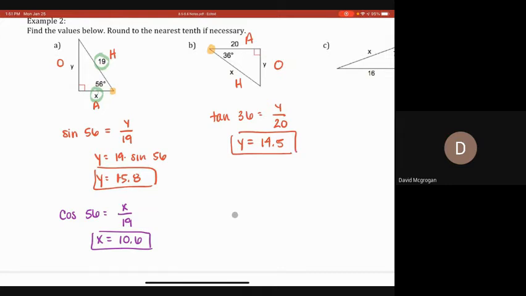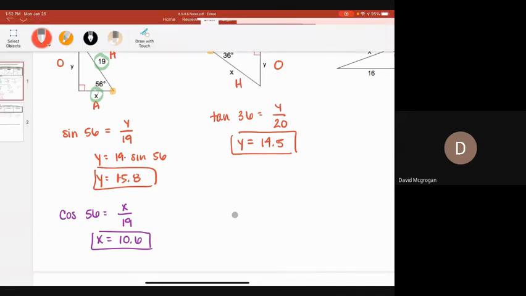Oh, good question. So the opposite, if you take a look at the angle you're provided with, is going to be the side that the angle opens up to. Does that make sense? And the adjacent is going to be connected to it. Okay, so now we found y.